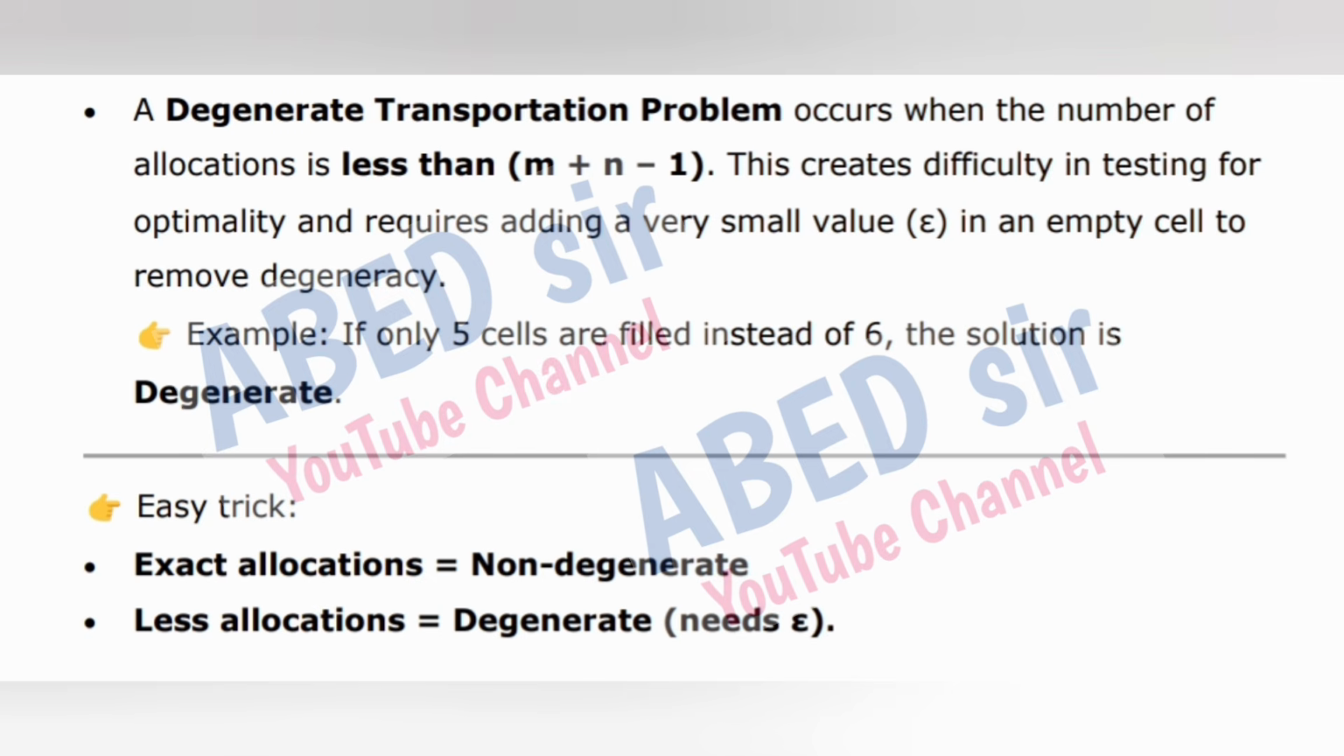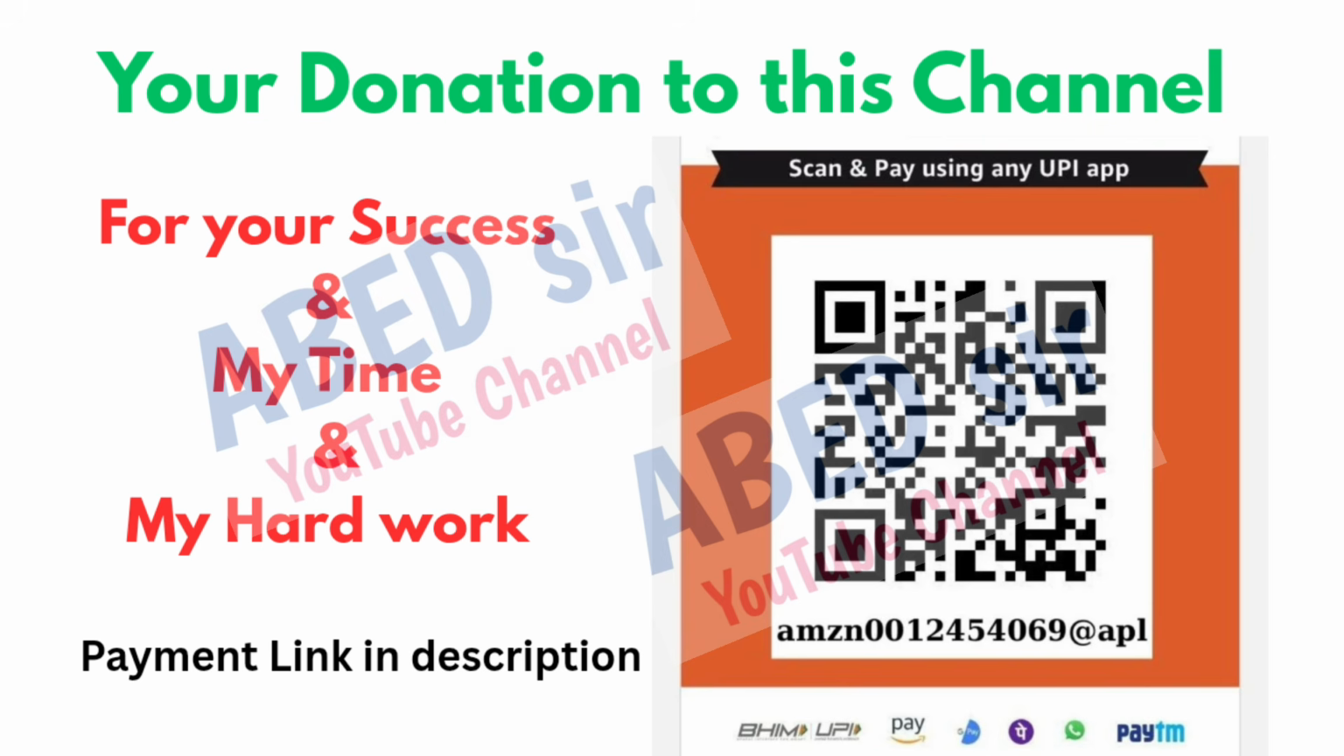Easy trick. Exact allocations is equal to non-degenerate. Less allocations is equal to degenerate, needs epsilon. Next, Unit 2, transportation problem.